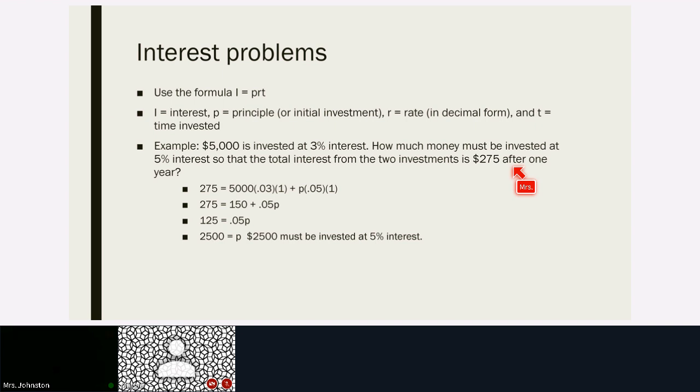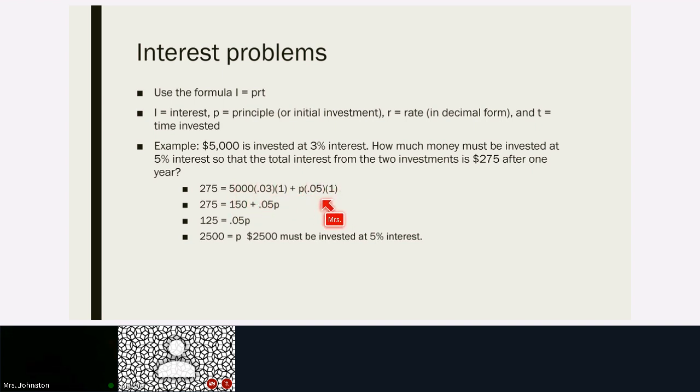Then we're looking for principal, and we know that part of the principal is this $5,000, but we have another investment with an unknown principal. So I've represented that with my variable P. Then we have a rate for the first amount. 3% is represented by 0.03. The time is 1 year. The second investment will be invested at 5% interest, so that's represented by 0.05 in the same time period.